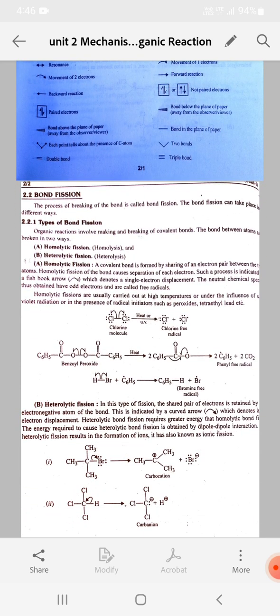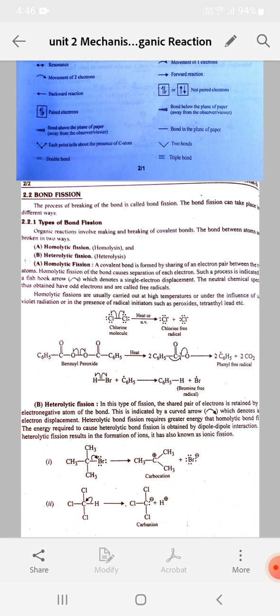Let's talk about bond fission. The process of breaking of a bond is called bond fission. Bond fission can take place in different ways. Types of bond fission. Organic reactions involve making and breaking of covalent bonds, and the bonds between atoms are broken in two ways: A. Homolytic fission, homolysis, and B. Heterolytic fission, heterolysis.